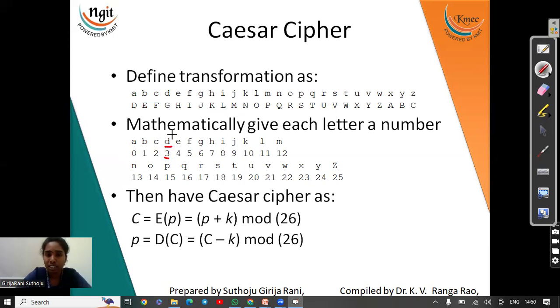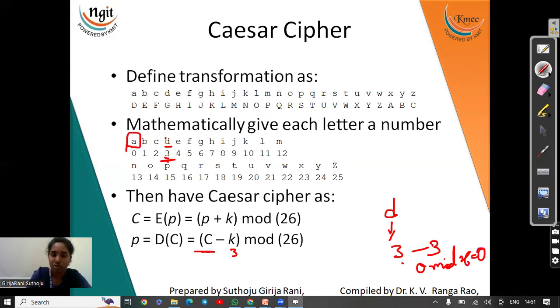Similarly, when we apply the decryption process, we are about to find the plain text. So when we have the ciphertext D in our hand, D minus the key value 3. What is the value of D here? D's value is 3. So 3 minus key value 3 is 0, mod 26 gives you the value 0. At 0 I have A, so my plain text is back to me. Got this? This is the concept of Caesar cipher.